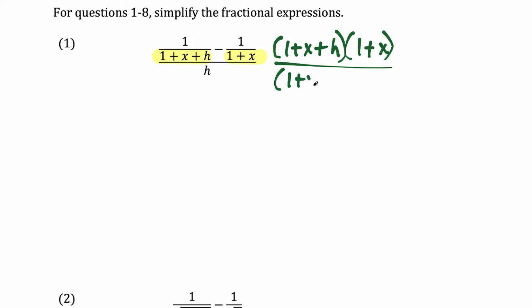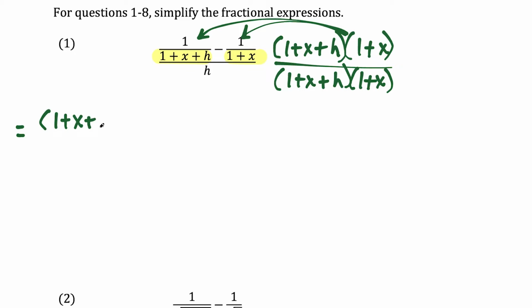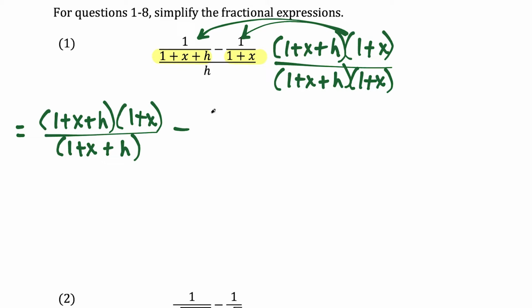But we have to do this to the top and the bottom. So for the numerator, we're distributing to the first fraction and then the second fraction as well. So in the next line, we're going to have 1 plus x plus h times 1 plus x. And that first fraction in the numerator is over 1 plus x plus h. And then after this, we have minus 1 plus x plus h. So we'll just clean this up a bit.